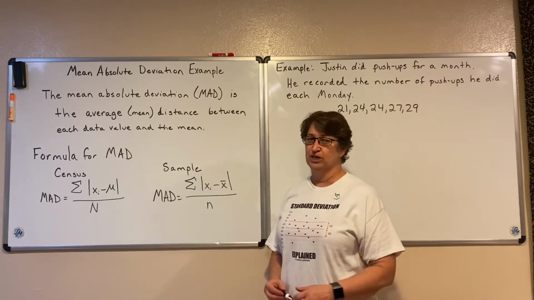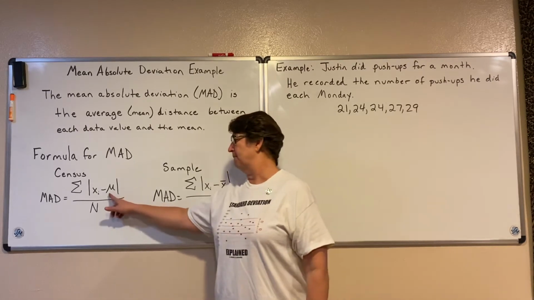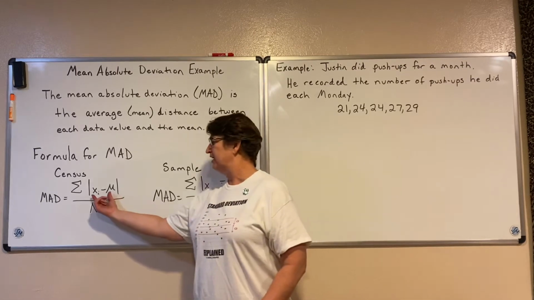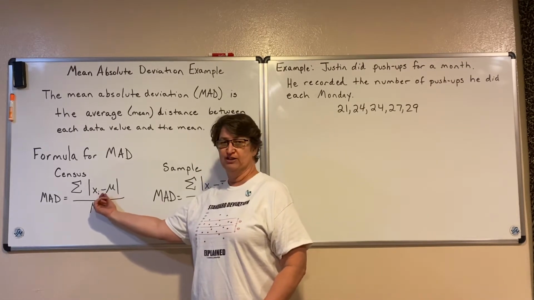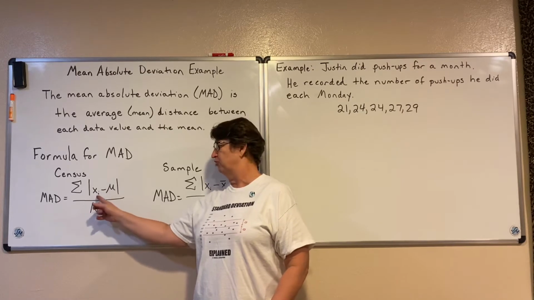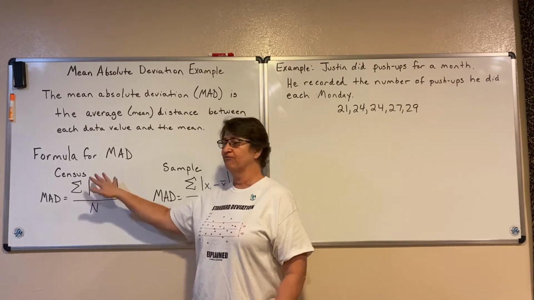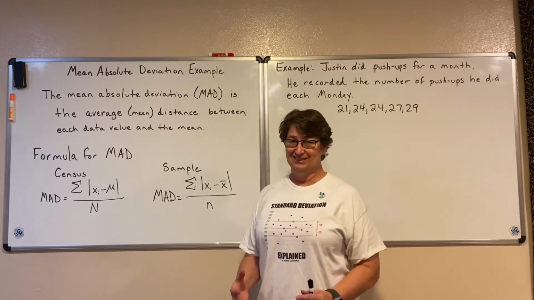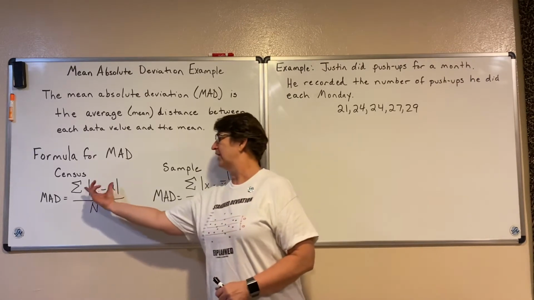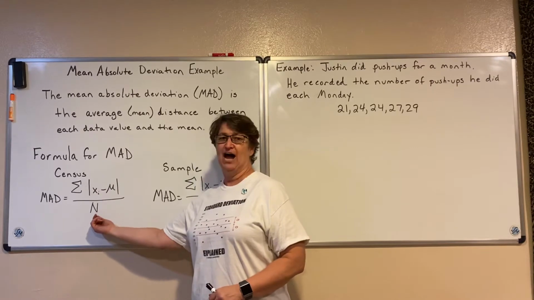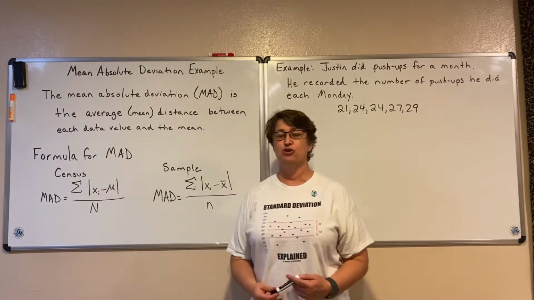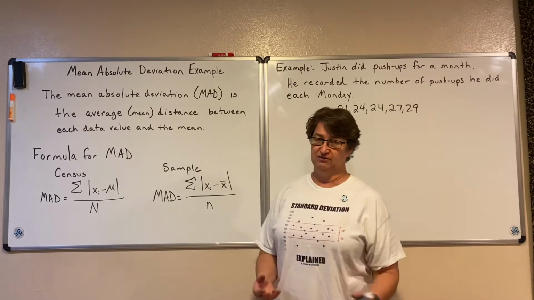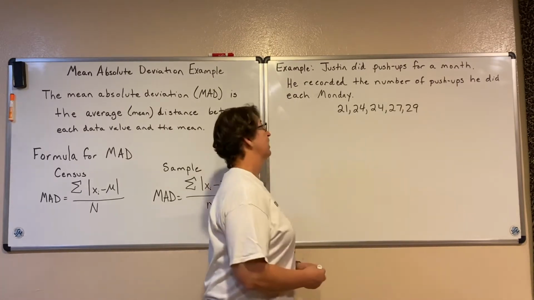The first thing we need to do is find the mean. Then once we've found the mean, we're going to find the deviations, or the differences between our data values and our mean. Then we're going to find the absolute value of that difference, the distance from the mean. We're going to add all those up and divide by the total number of data values that we have to find the mean of those distances. So let's go through those steps.